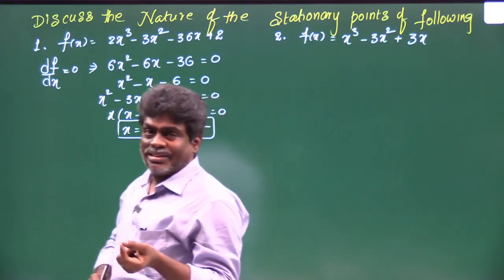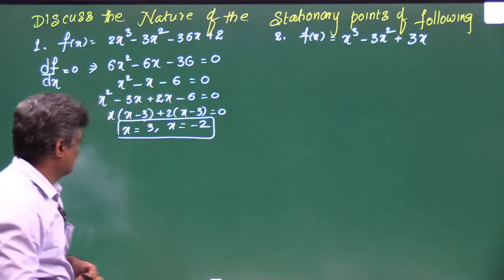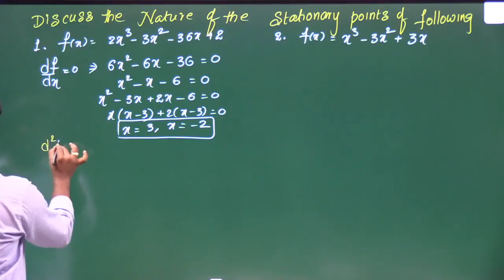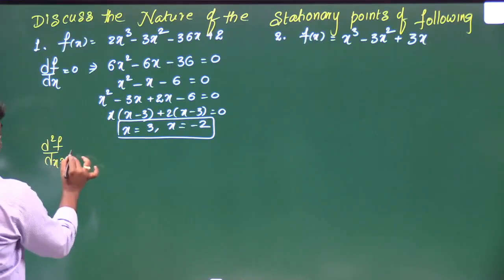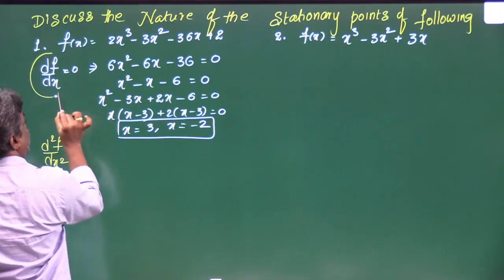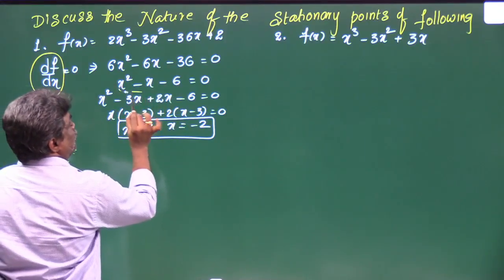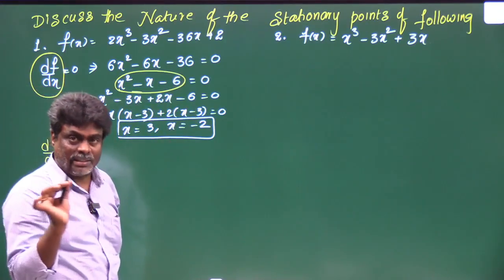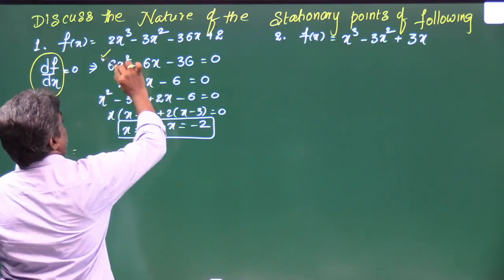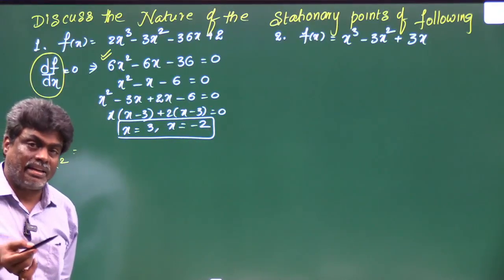Now we want to check whether these points are maxima, minima or points of inflection. For that, what we have to find is the second derivative. Remember, whenever you are finding the second derivative, we should not consider the simplified first derivative. We have to consider the original one. But don't take 0. Here you are not equating to 0. You are just finding the second derivative.